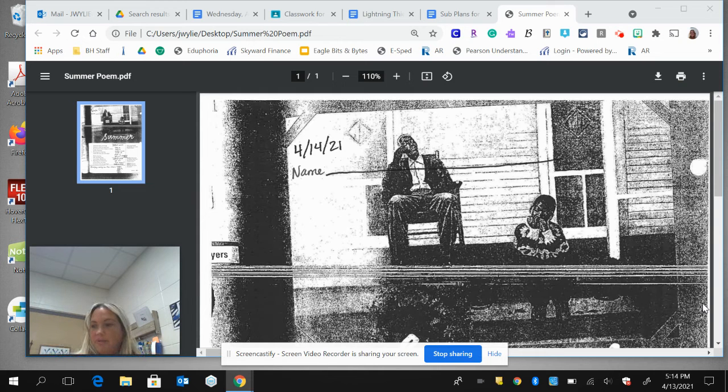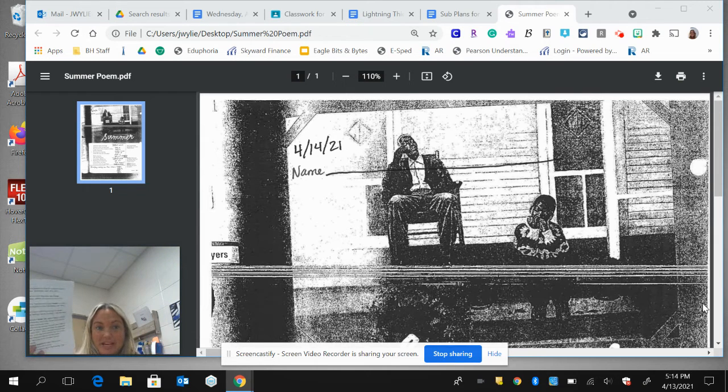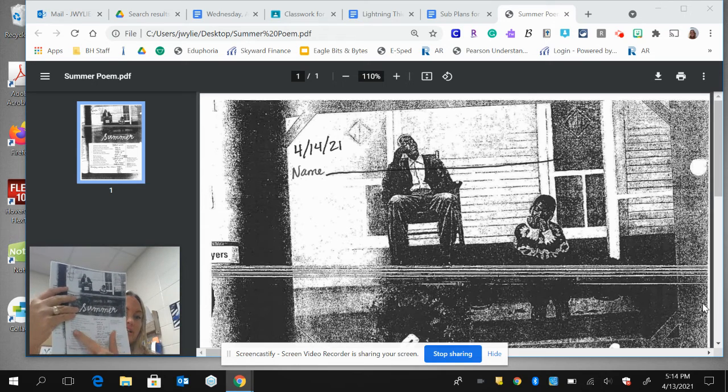You have a copy of the agenda that the substitute is giving you, what you need to do today, and the same thing is attached to Google Classroom under today's assignment, Wednesday, April 14th, 2021. This first poem that we're going to look at today is called Summer. Okay. And I've actually listed some directions for you to follow as we're reading this poem today.